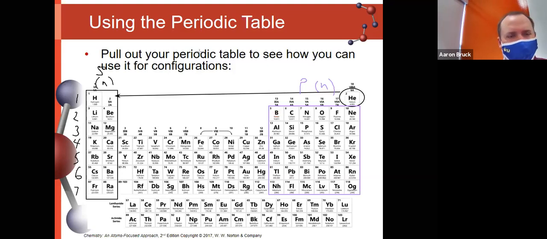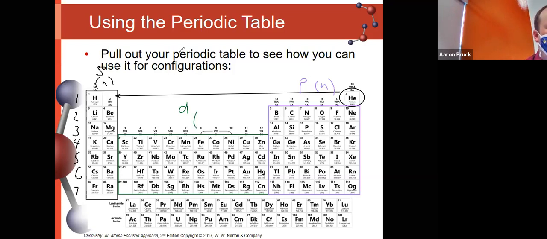Moving onward. The transition metals going from scandium to copernicium. This is the D block. Now, starting with the D block, things get a little bit funny because it's not the period number that we're looking at. It's actually going to be the period number minus 1.